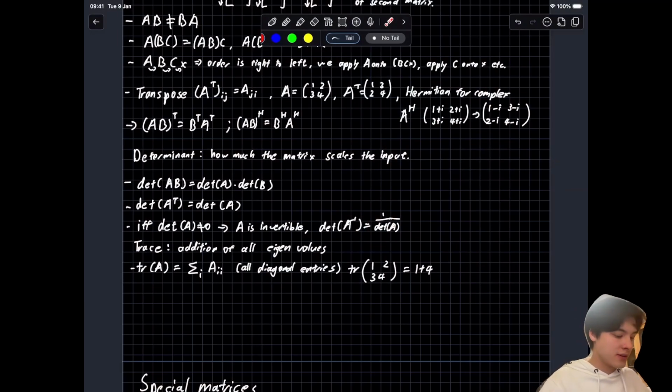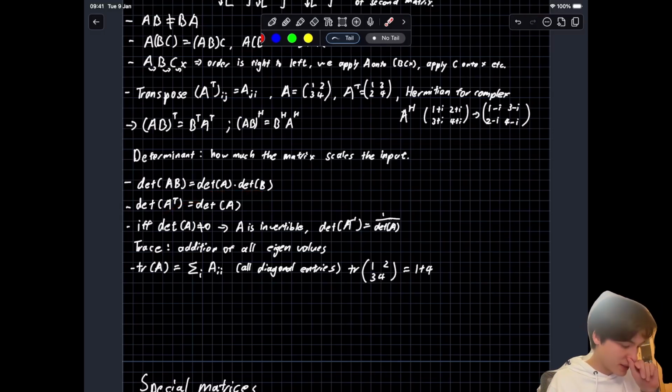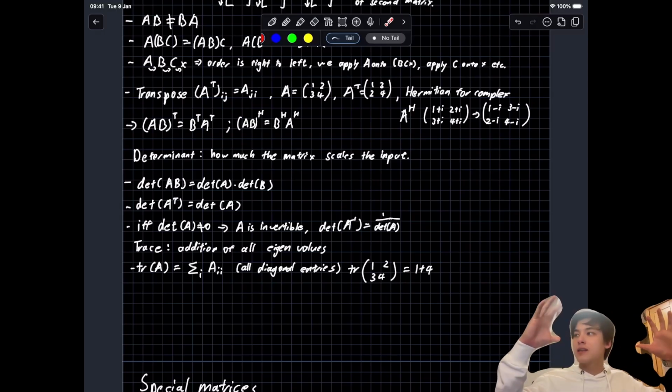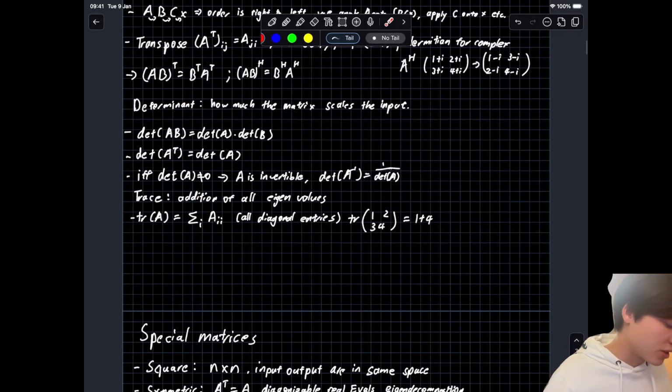So yeah, here the determinant of AB is the determinants multiplied with each other. The transpose has the same determinant. If the determinant is not equal to 0, it means all the eigenvalues are nonzero and A is invertible, of course, if it's a square matrix. And the determinant of the inverse of A would be 1 over the determinant of A. So it undoes: if A scales it, the inverse would scale it back. If it makes it bigger, it would make it back to the original size.